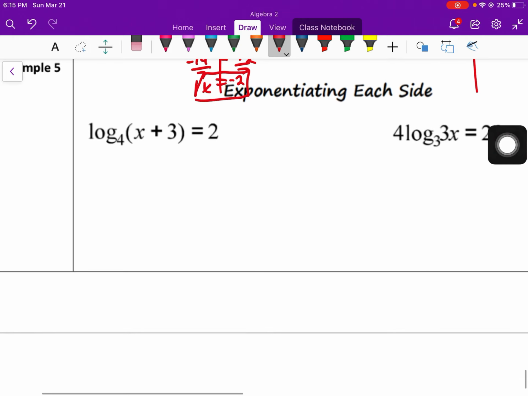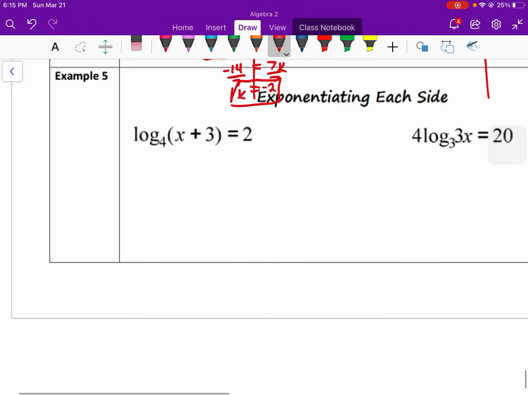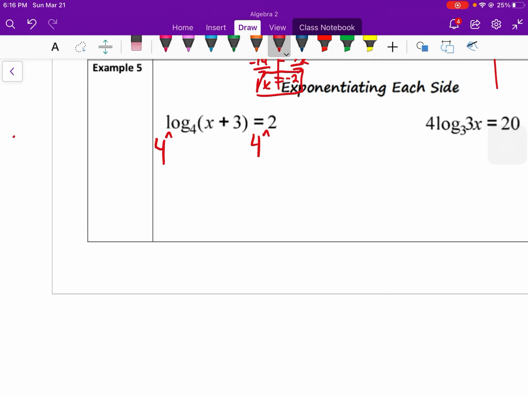We're solving for x. Exponentiate each side. So this is where we're going to want to take whatever our base is, our common base, to both sides. So on the left here, it's a common base of 4. So we're going to take 4 to the power of that side and 4 to the power of that side. Again, if it's log, our other property is b to the power of log base b will simplify to just 1.